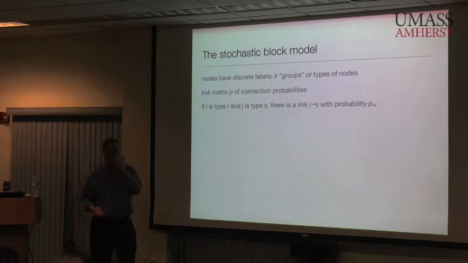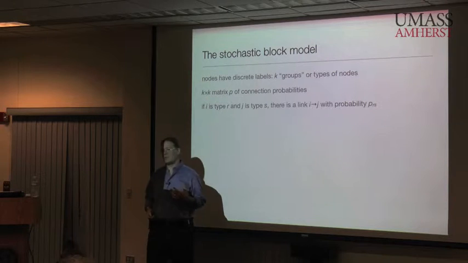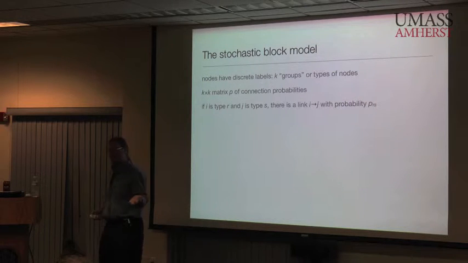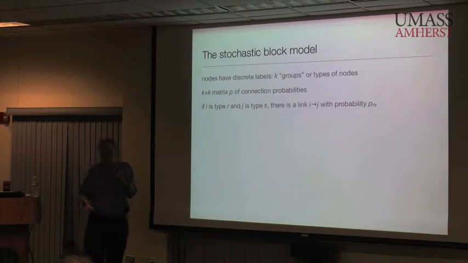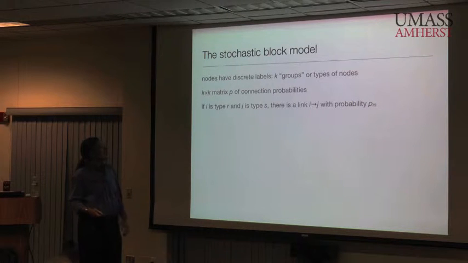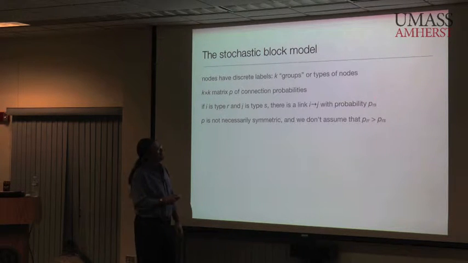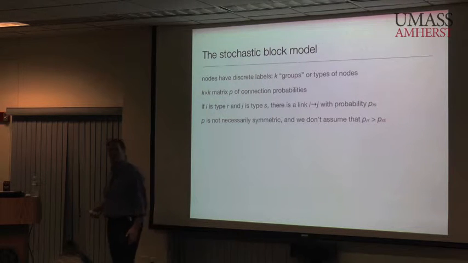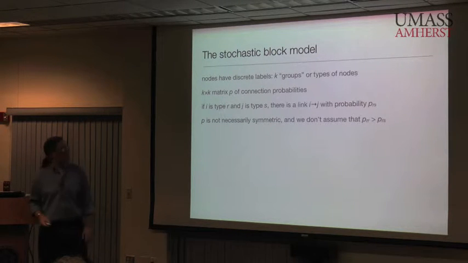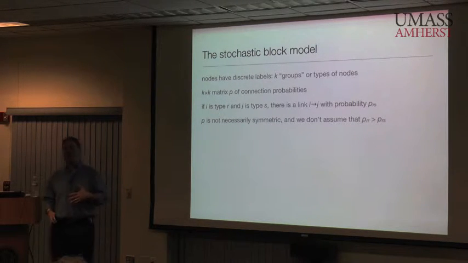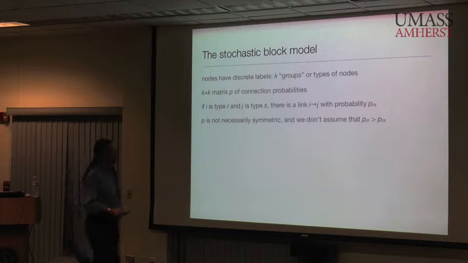So it says that the probability that you and I have a link between us depends only on my type and your type. And there's only k different types we could be. You can have a prior probability on the types if you want. For simplicity, I'm going to skip that for the most part. Now, this matrix P could be fairly general. So for instance, it might not be symmetric. Predators eat prey and not the other way around. So I could have directed links.